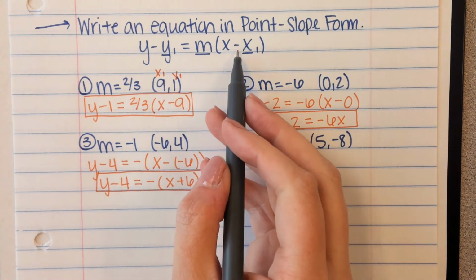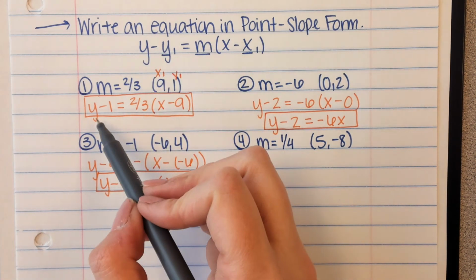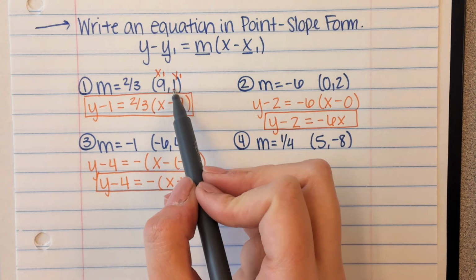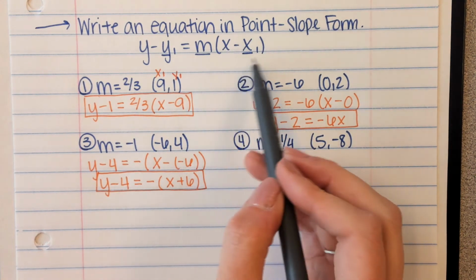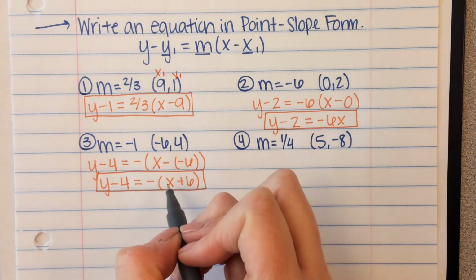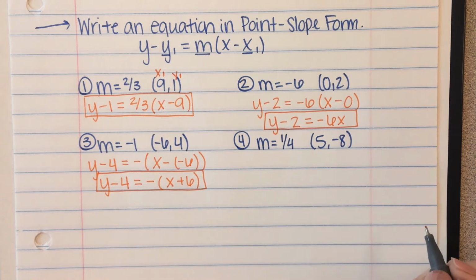Okay, because that minus means the opposite of. So really, this is y opposite y1. So y, the opposite of positive 1, is negative 1. Okay, and x, the opposite of x1. So here, x, the opposite of negative 6 is positive 6.